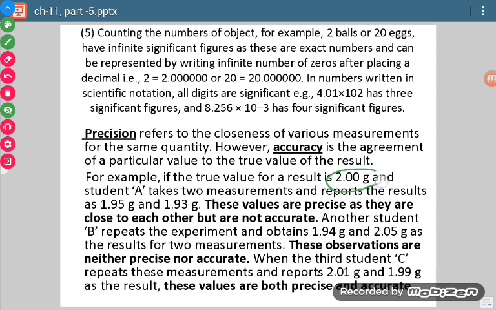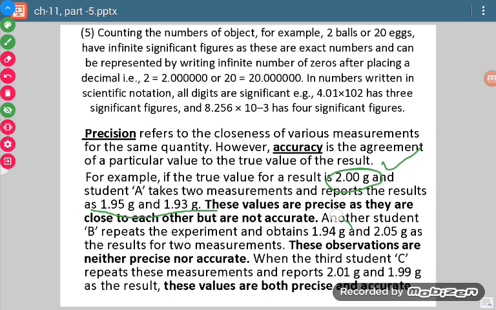Suppose the true value for a particular result is 2 gram, and we tell students A, B and C to take 2 observations. Student A takes observations and says it is 1.95 gram one time, and another time he says it is 1.93 gram. Now see, there is closeness of results. So because of closeness of results, we will say these values are precise. There is some precision, but they are far away from the original value, so they are not accurate.